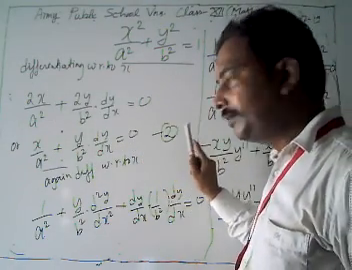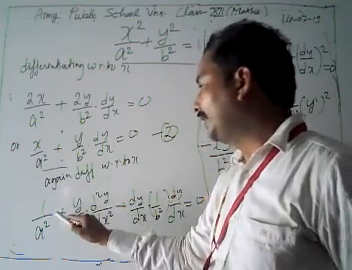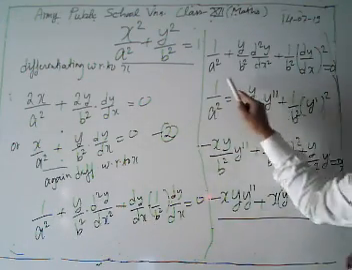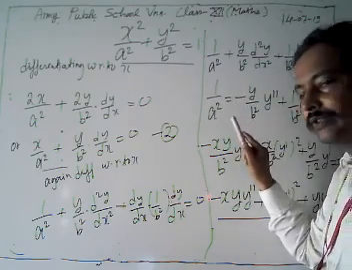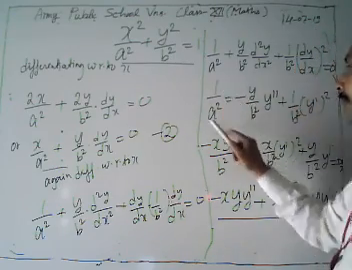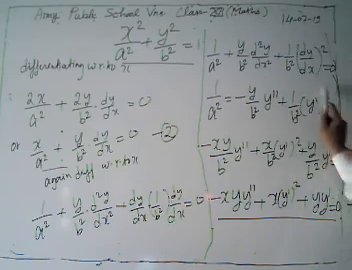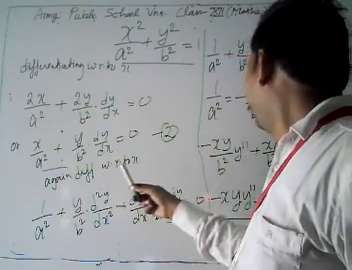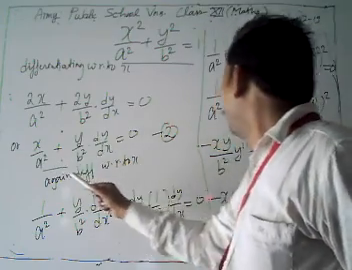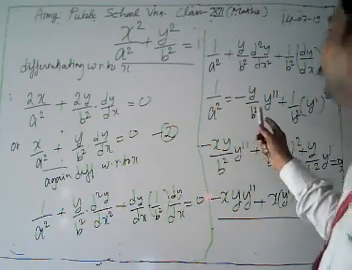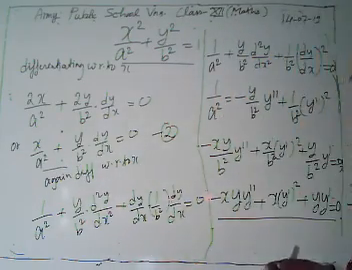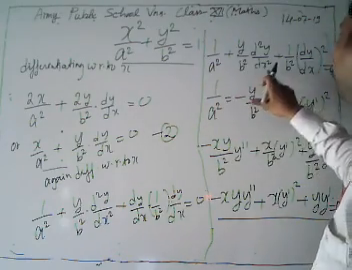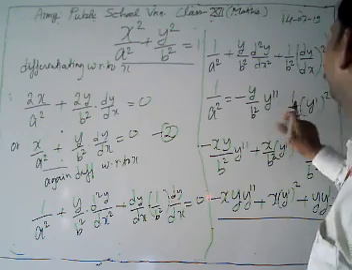Taking equation number 2, we differentiate again, and after differentiating we find the value of 1 by a square. Putting the value of 1 by a square here, after shifting this value, look, one of the errors we made: we took 1 by a square as minus, but we cannot take this as negative.